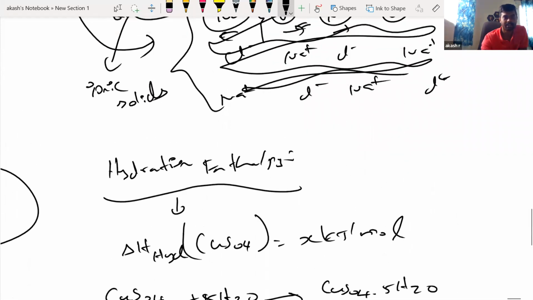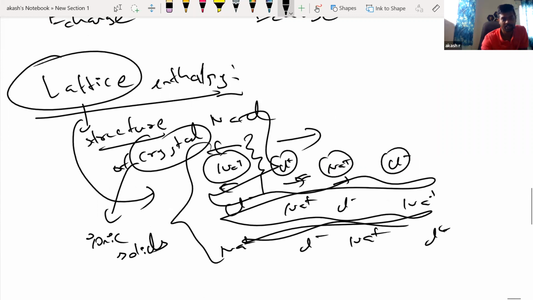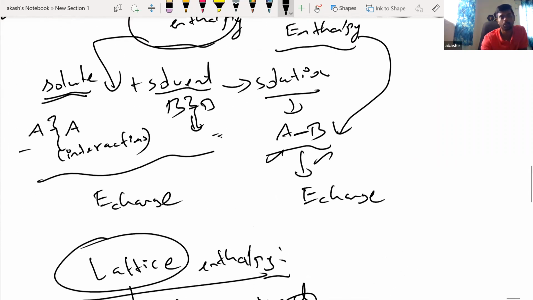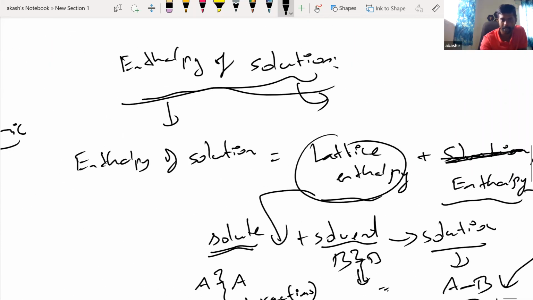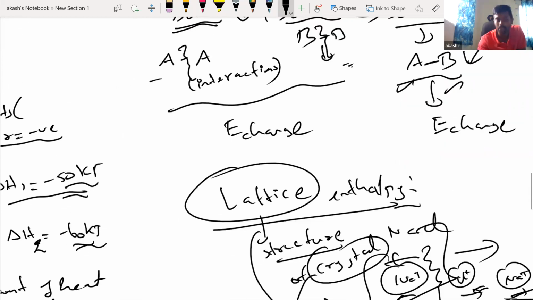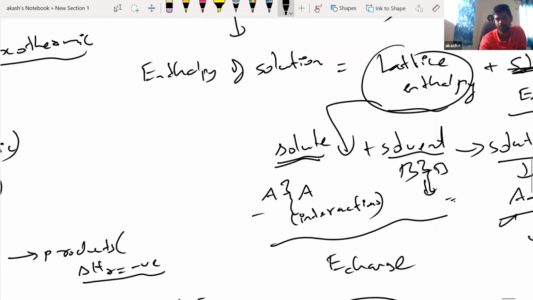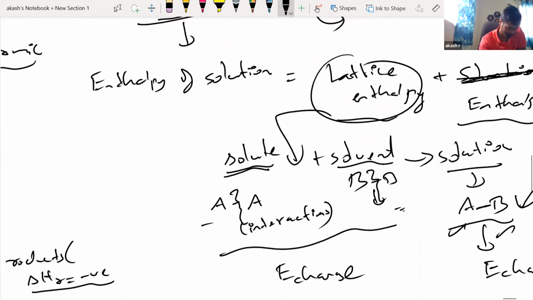So that is about your lattice enthalpy and your hydration enthalpy. The lattice enthalpy and the hydration enthalpy have to be summed up to find your overall enthalpy of solution. Again, that is very, very important, right?